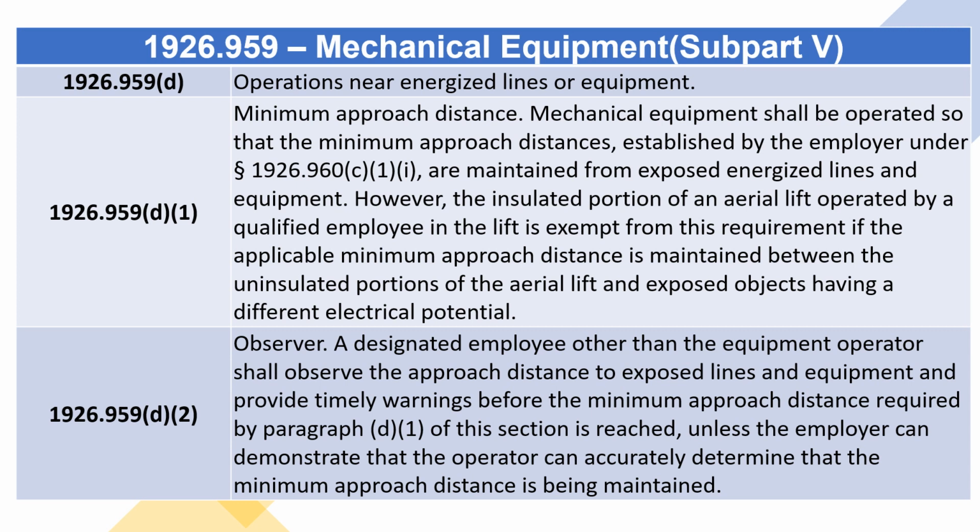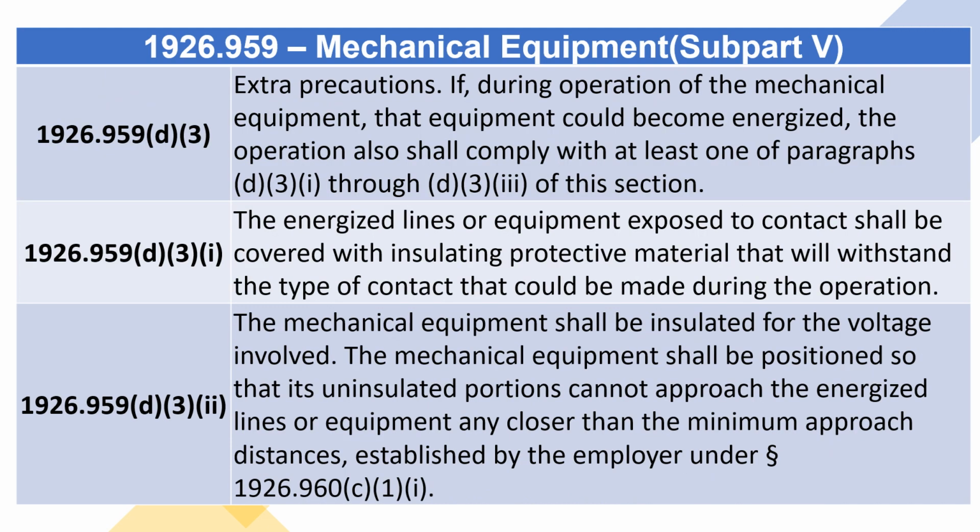1926.959(d)(2) Observer. A designated employee other than the equipment operator shall observe the approach distance to exposed lines and equipment and provide timely warnings before the minimum approach distance required by paragraph (d)(1) of this section is reached, unless the employer can demonstrate that the operator can accurately determine that the minimum approach distance is being maintained. 1926.959(d)(3) Extra precautions. If, during operation of the mechanical equipment, that equipment could become energized, the operation also shall comply with at least one of paragraphs (d)(3)(i) through (d)(3)(iii) of this section.